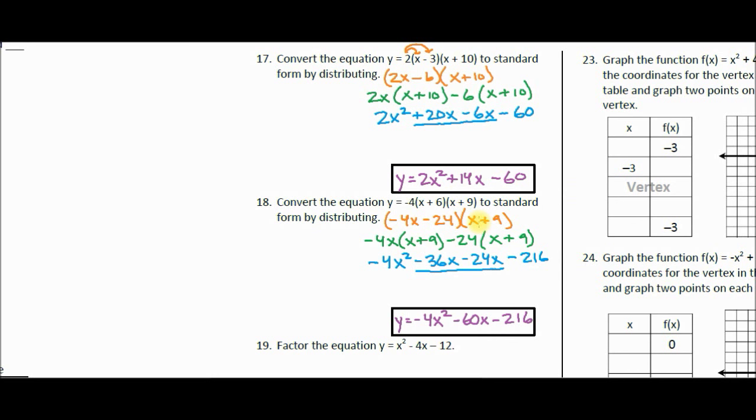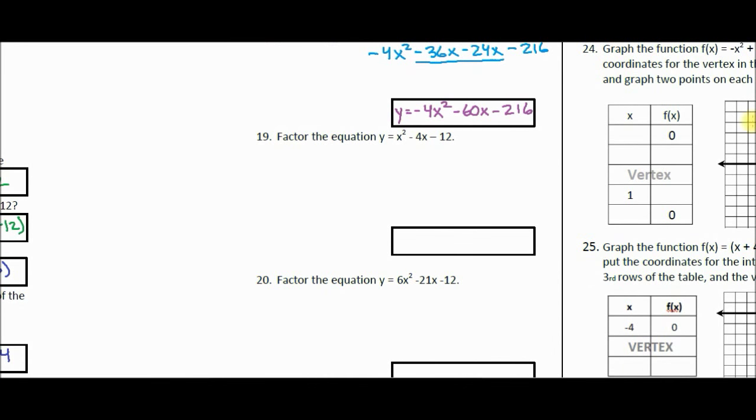Alright, let's take a look and see how much more I can fit on this video. Let's try to do 19 and 20 and see if we can get that done. Alright. Number 19. Factor the equation y equals x squared minus 4x minus 12.